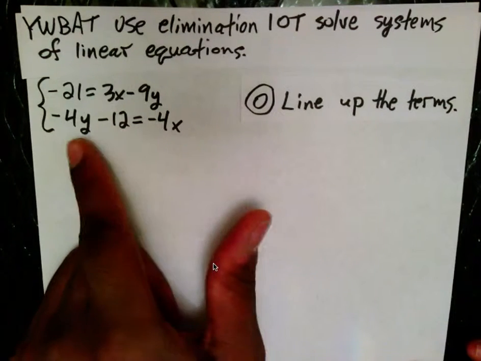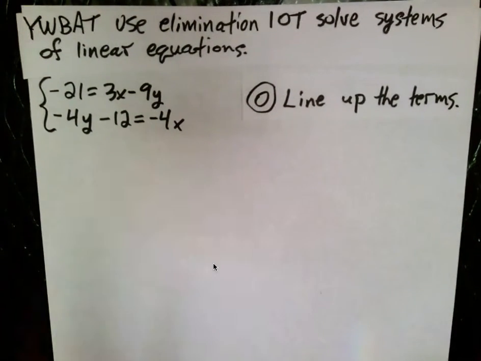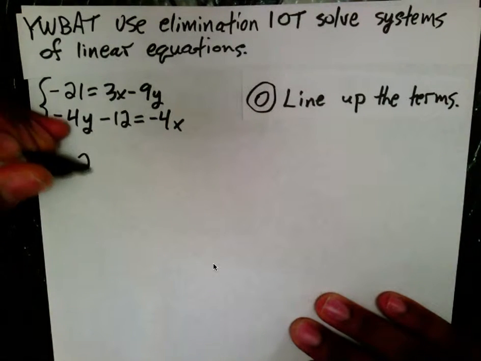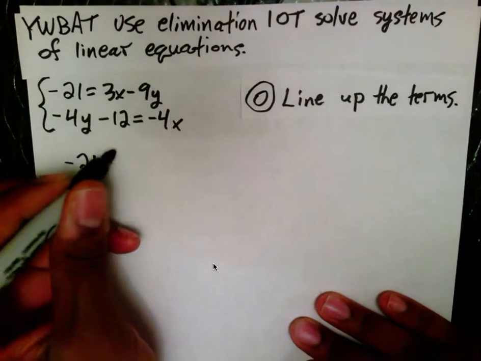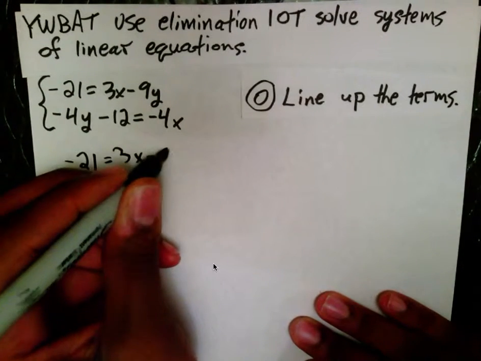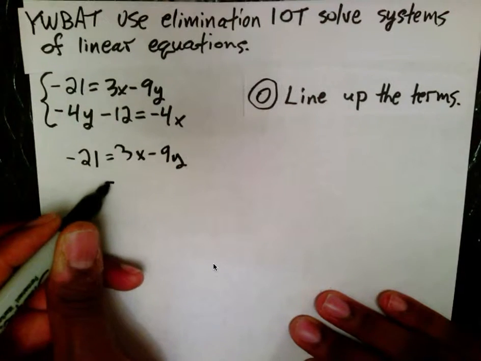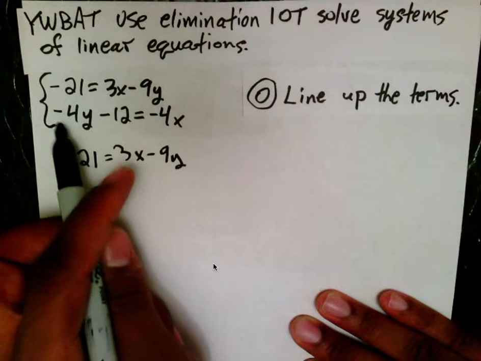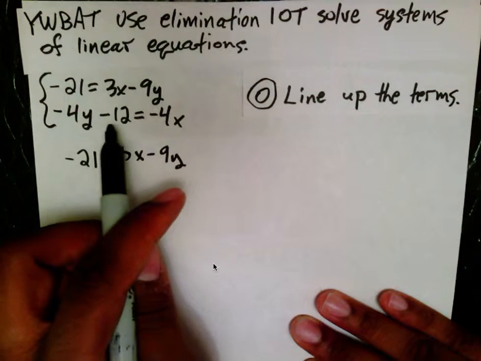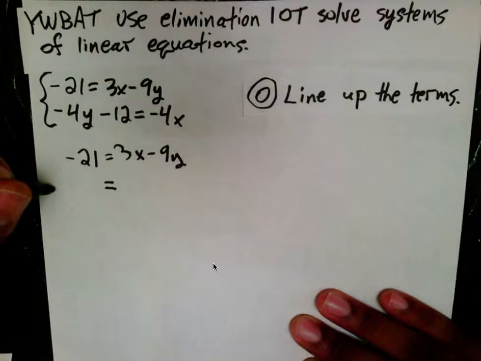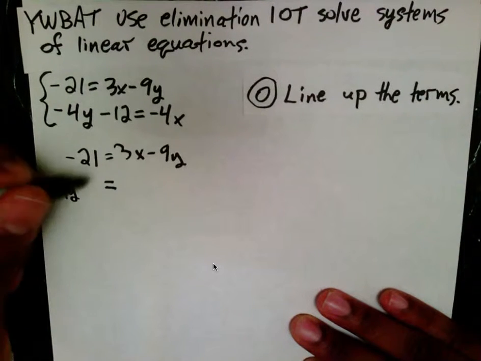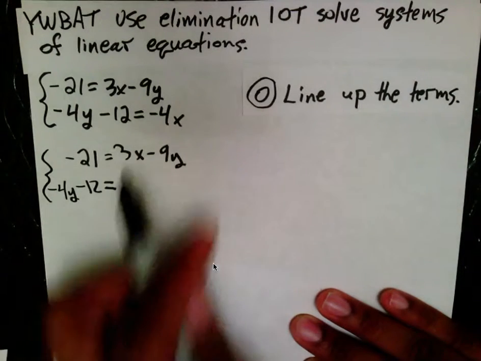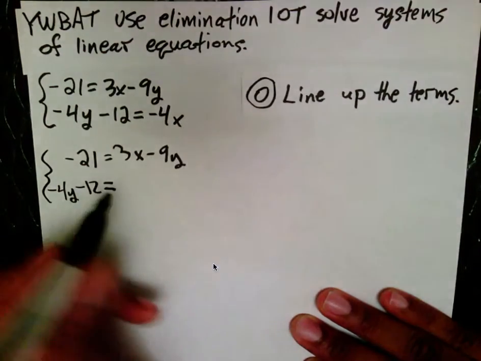But it's kind of unclear what goes where. So what we will do is rewrite negative 21 equals 3x minus 9y, and we're going to line up our equal signs. Now, on the left side of the equal sign, in our bottom equation, we have a negative 4y minus 12. So let's write that on here, negative 4y minus 12. And on the right side of the equal sign, we have a negative 4x.